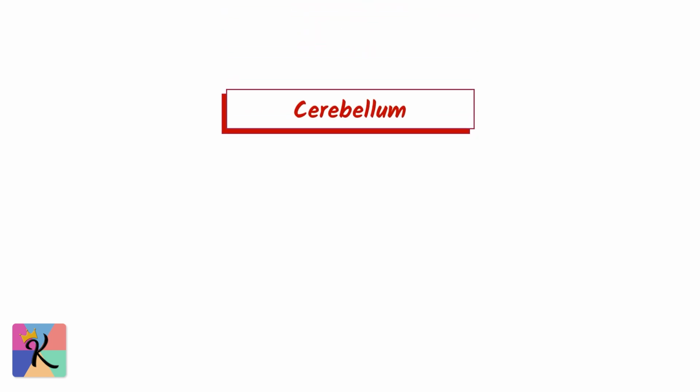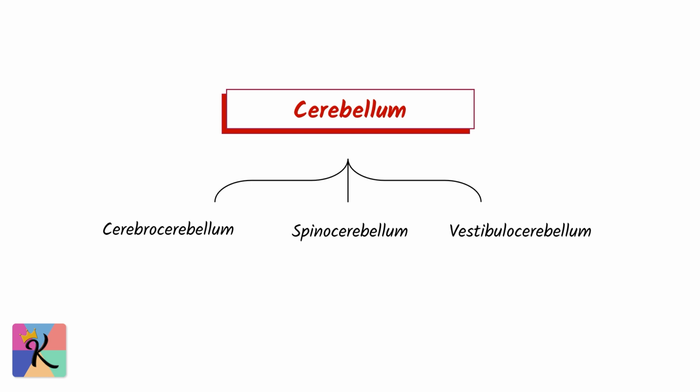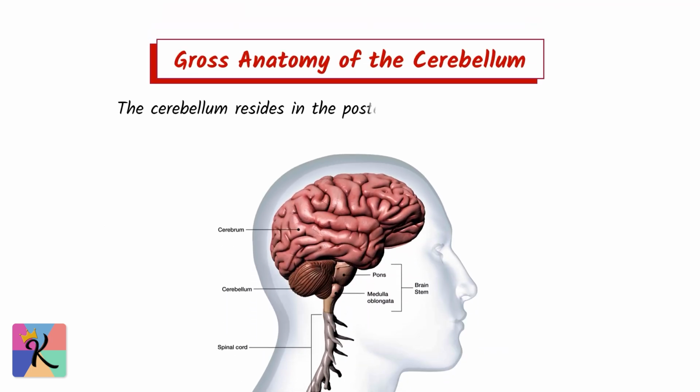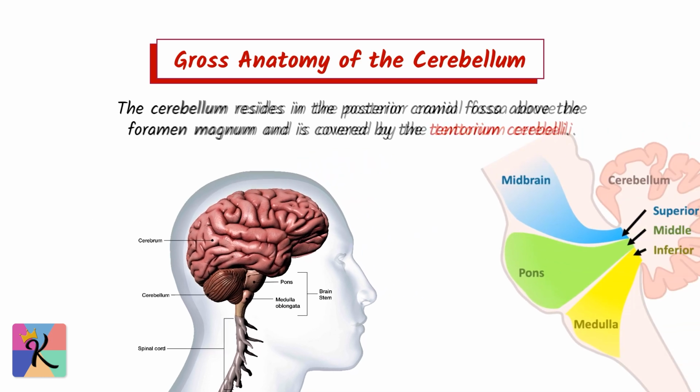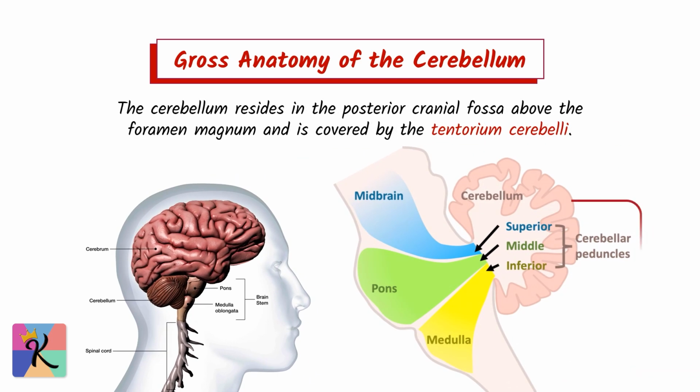Functionally, the cerebellum is divided into three zones, which are crucial to its operations: the cerebrocerebellum, the spinocerebellum, and the vestibulocerebellum. The cerebellum resides in the posterior cranial fossa above the foramen magnum and is covered by the tentorium cerebelli, a layer of dura mater. It's connected to the brainstem via three paired structures called the cerebellar peduncles: the superior, middle, and inferior cerebellar peduncles. These peduncles are pathways for the cerebellar tracts that travel to and from the brainstem.